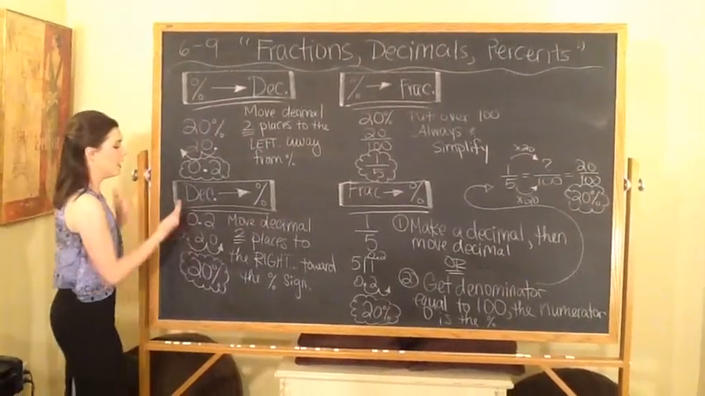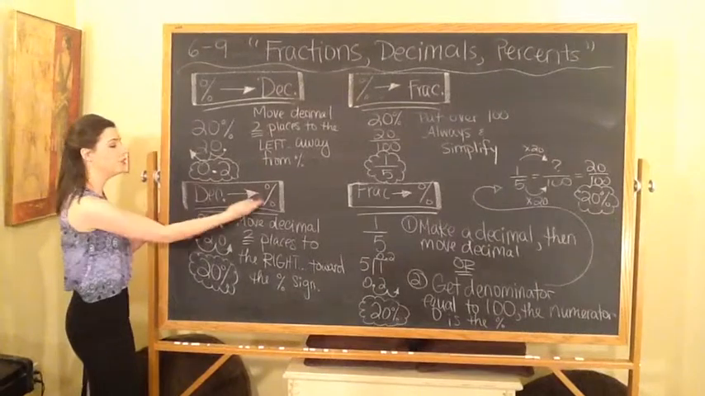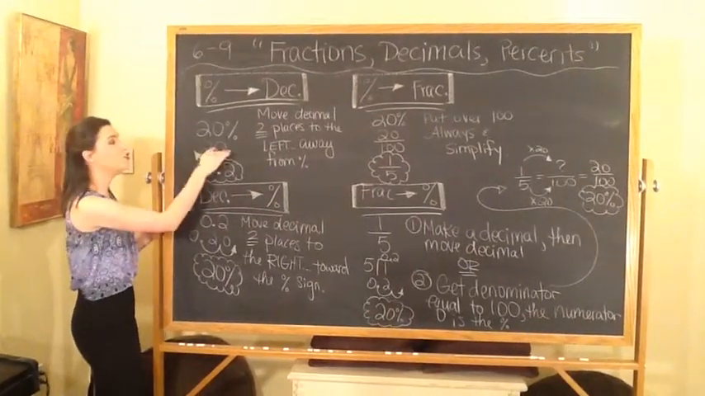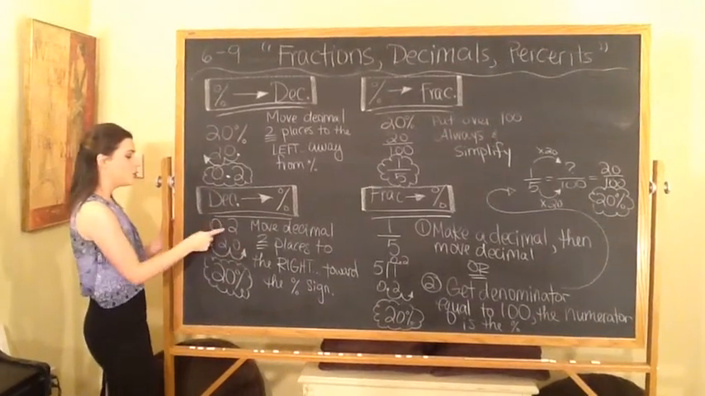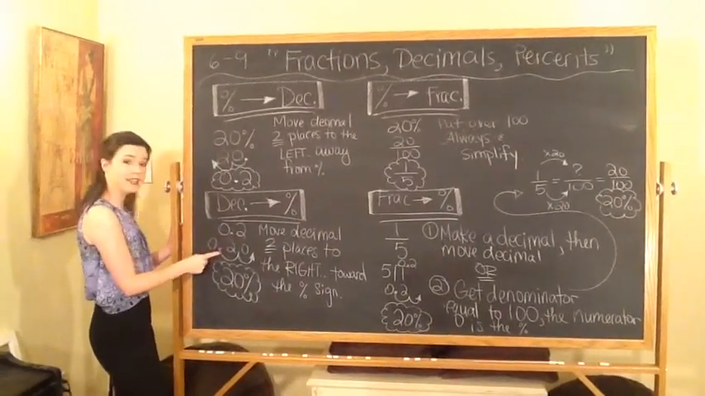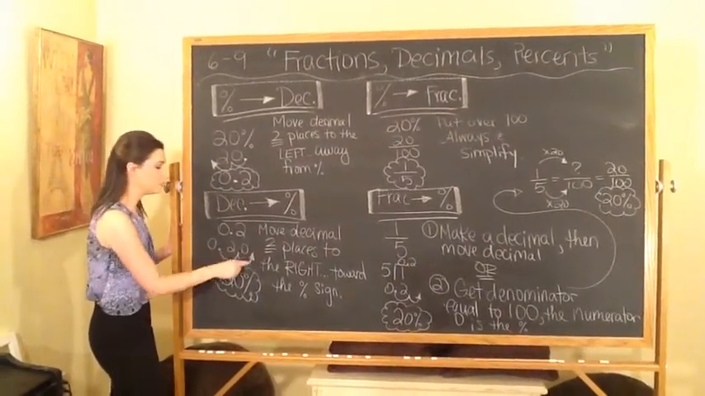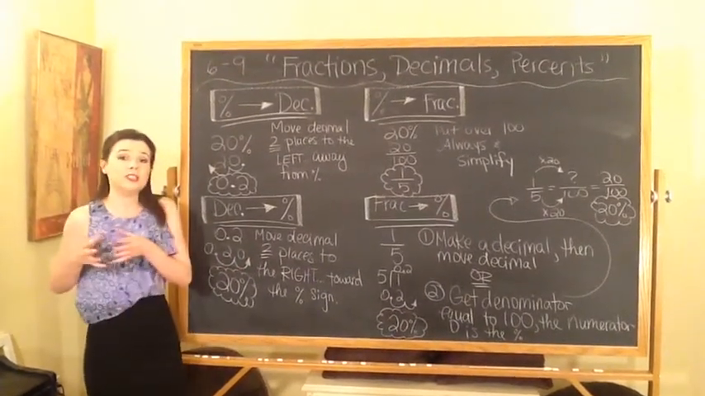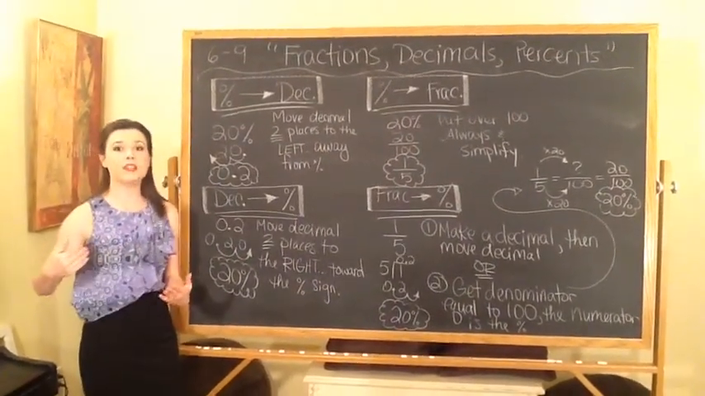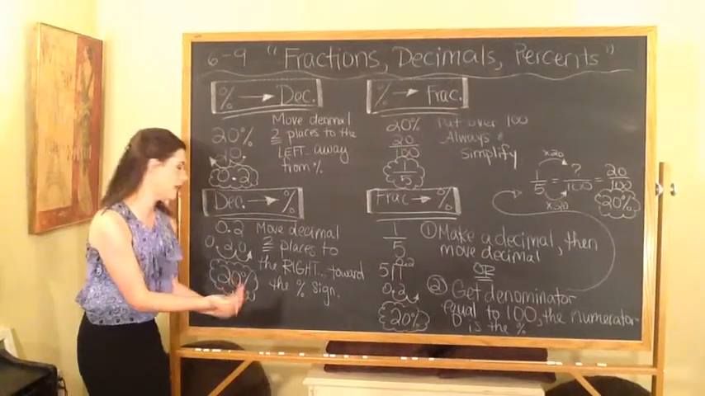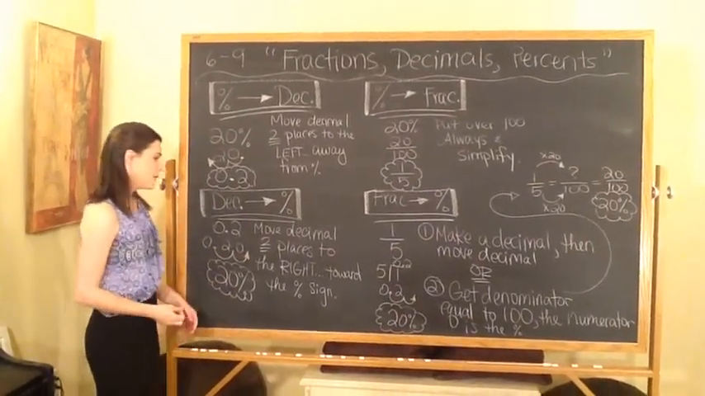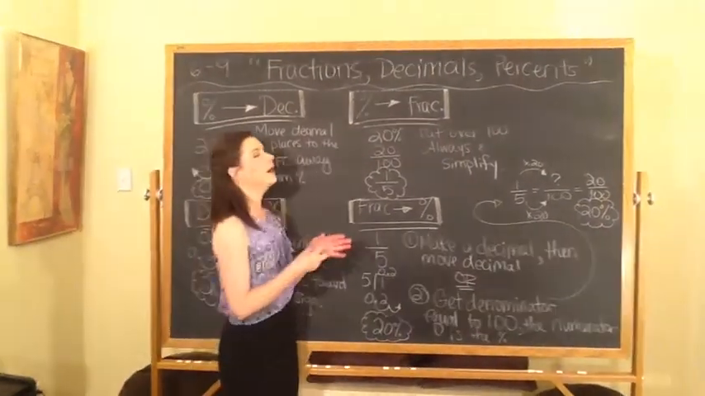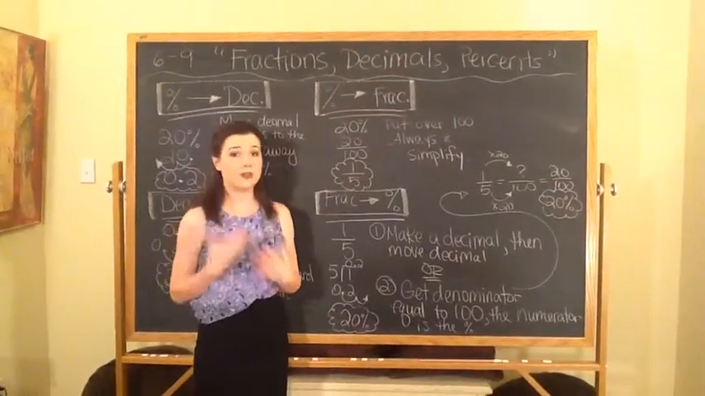Now what if I started with a decimal and I wanted to change it to a percent? You would just do the opposite. Instead of moving it 2 places to the left, you're going to move it 2 places to the right. So we have 0.2. We're going to take that decimal and move it 2 places to the right. Think of it: you want it to be a percent, so you're going to move the decimal towards the percent sign. So we move it 2 places to the right, and we have 20%.